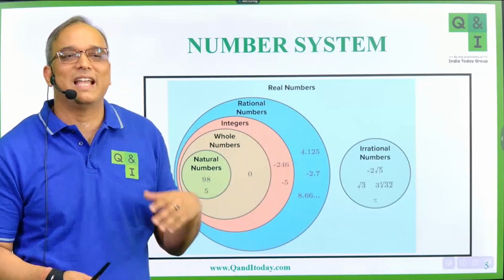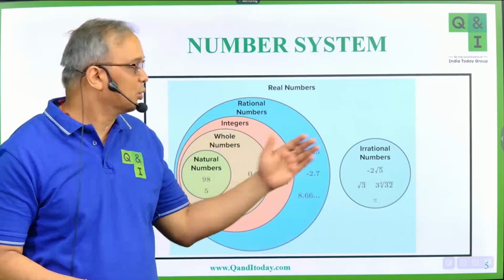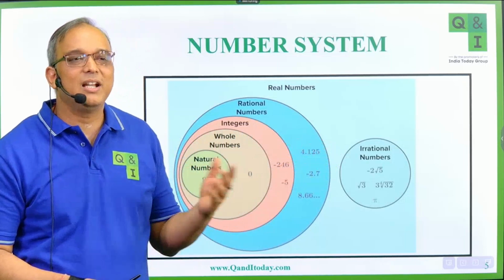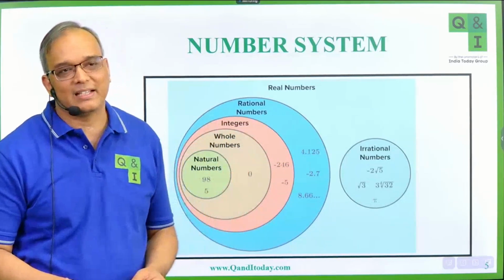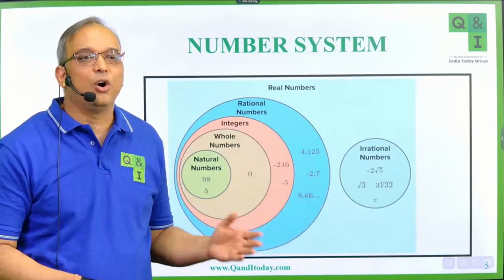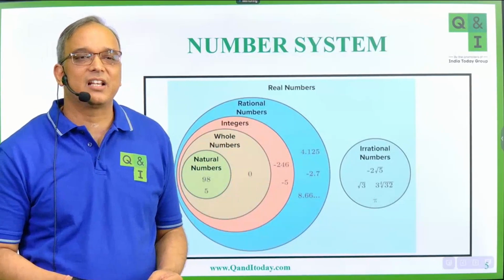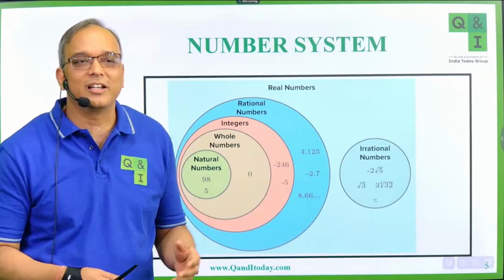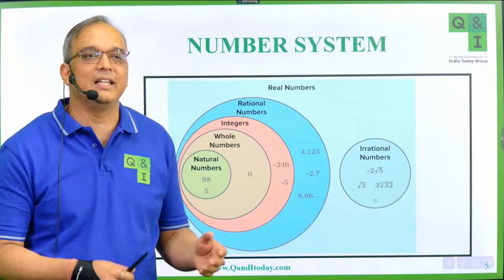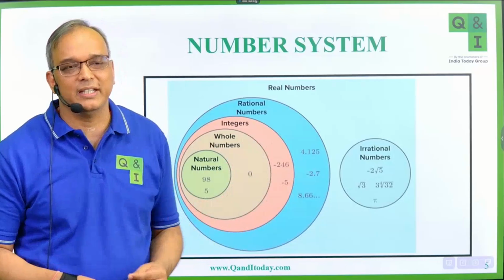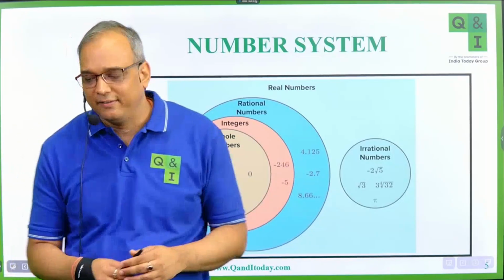Examples are the square roots of prime numbers, which are irrational numbers, right? Similarly, pi is an example of an irrational number. And again, all decimal expansions which are non-terminating and non-repeating are irrational numbers. We'll come to all of that in the session today. So let's go ahead with the session.